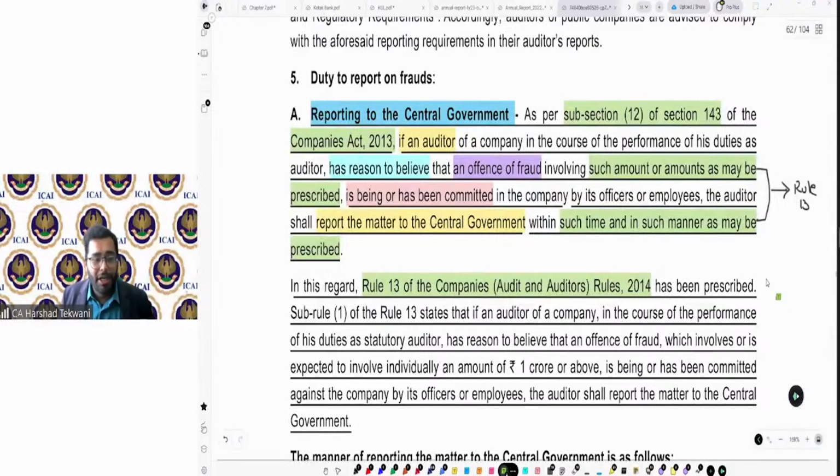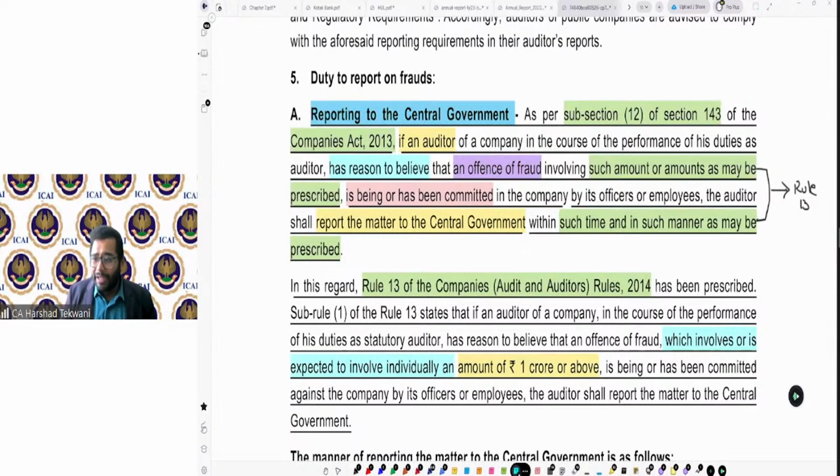So if the auditor has reason to believe that an offense of fraud, which involves or is expected to involve an individual amount of 1 CR or above, then that matter should be reported to the central government. Focus on the terminology here: which involves or is expected to involve individually an amount. Again, not in combination, but individually.